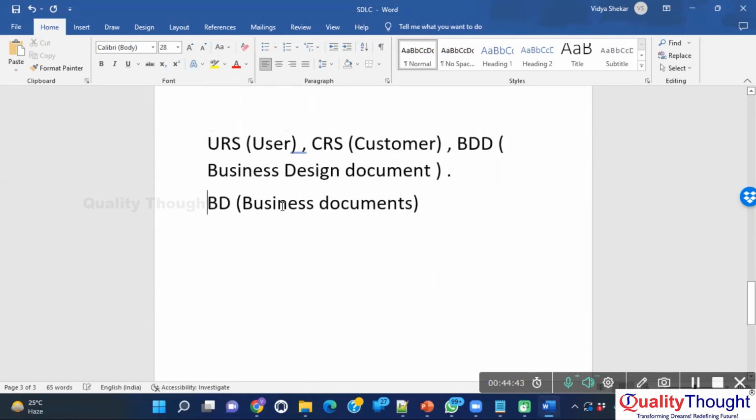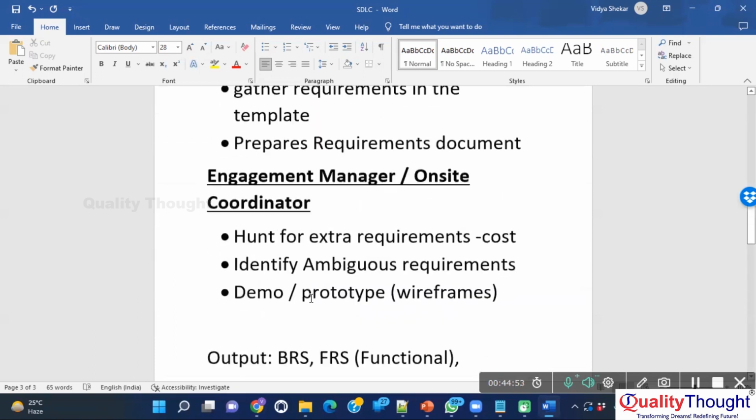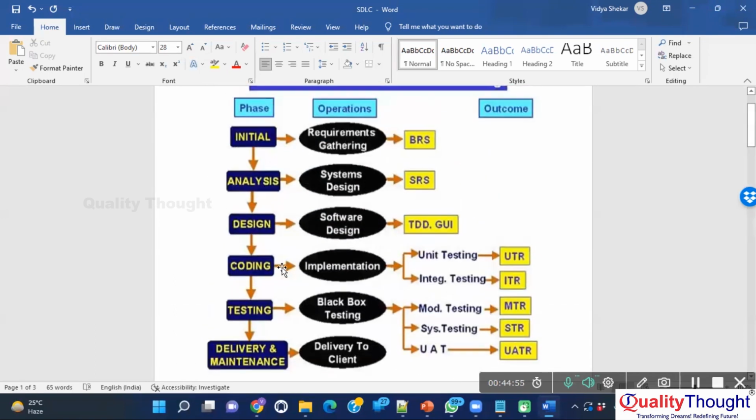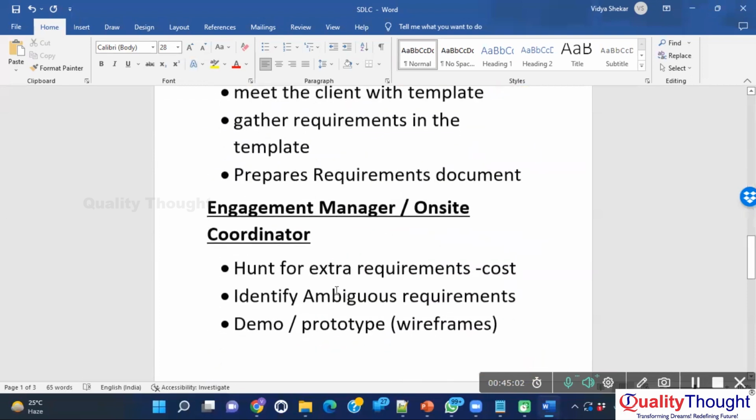The other names given to the FRS document are user requirement specification, customer requirement specification, business design document and business document. Clear, right? In the first phase, what happens? Initialization phase. Okay. Next is the analysis phase.